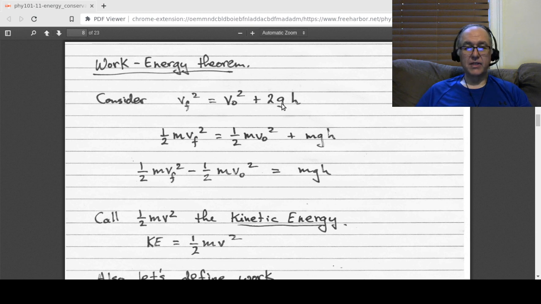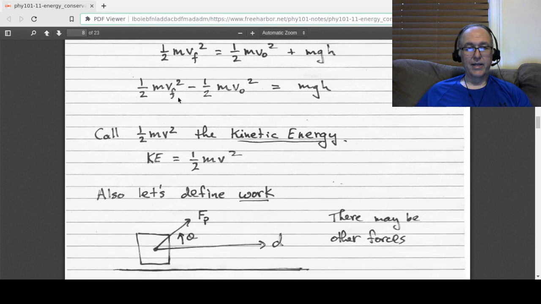Well, what I want to do with this is multiply through by 1/2 m. If I do that, then the v squared has an extra factor of 1/2 m in front, and the v naught squared has an extra factor of 1/2 m, and the 2gh becomes mgh. And so this equation takes on this form, and let me put all the 1/2 mv squareds on one side. So I have 1/2 mv final squared minus 1/2 mv initial squared is equal to mgh.